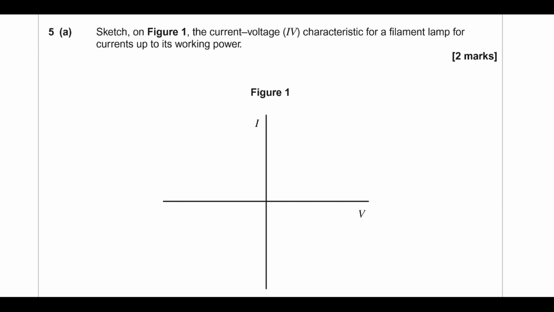Sketch on figure 1 the current voltage characteristic, which should really be current potential difference characteristic for a filament lamp for current up to its working power. So again, something you should just know what it looks like. Sorry, that's so wobbly. But essentially the features you should have is a roughly straight line section going through the origin. I haven't shown that very well in the middle. And then the gradient decreasing towards the ends as the resistance increases. So that's your graph.